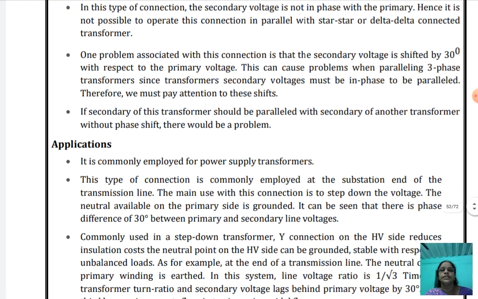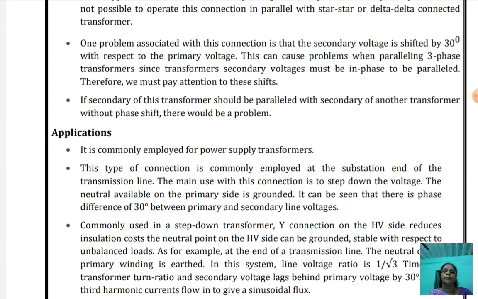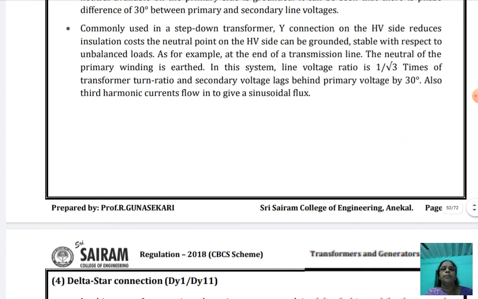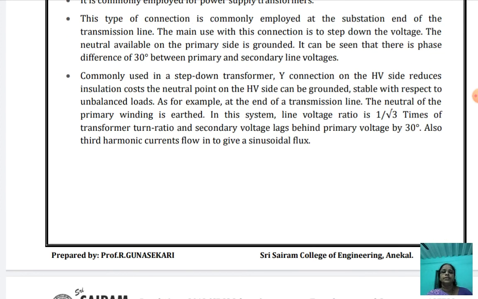Then the application is commonly employed for power supply transformers and step down transformers. These types of connections are commonly employed at the substation end of the transmission line only. This is the application. So in this lecture video you can clearly study the vector group of three phase transformer. We studied only the three types of connection: star, delta, star delta. Thank you students for watching this video.